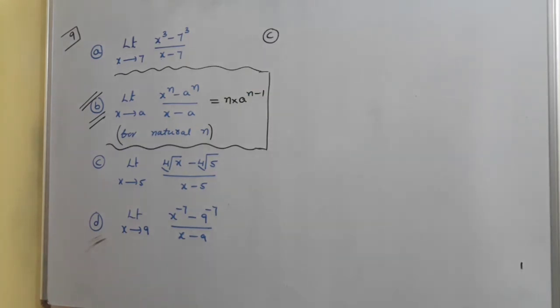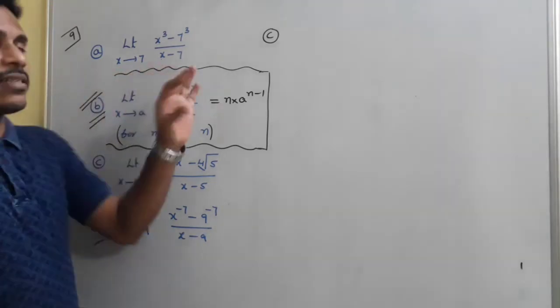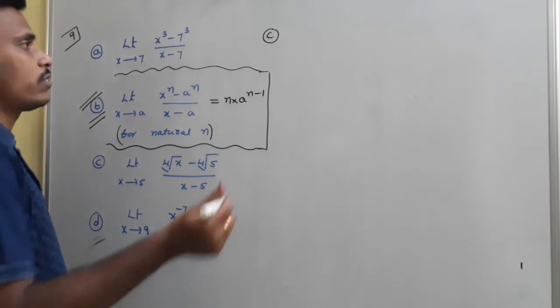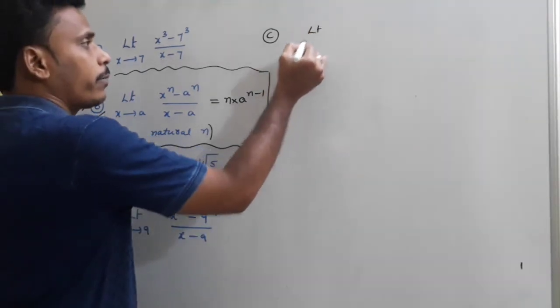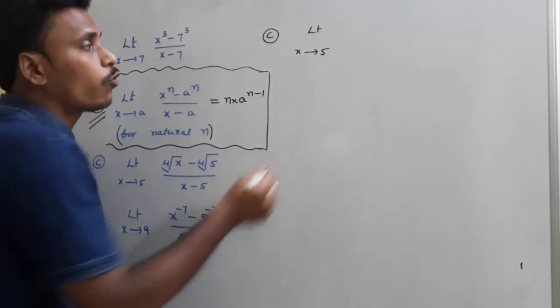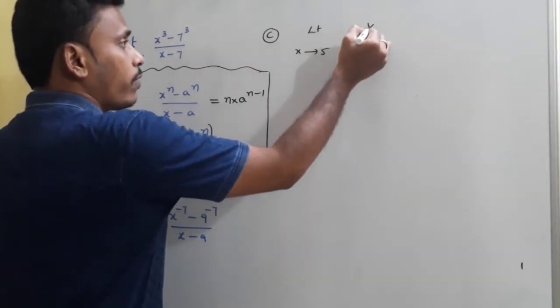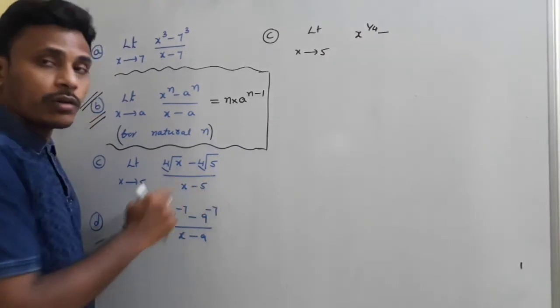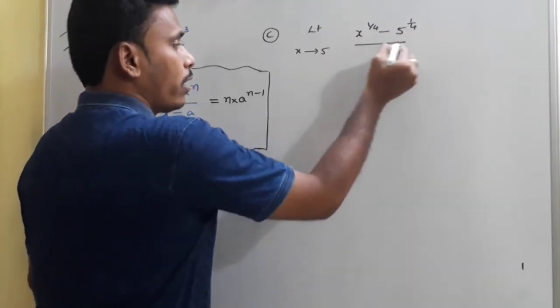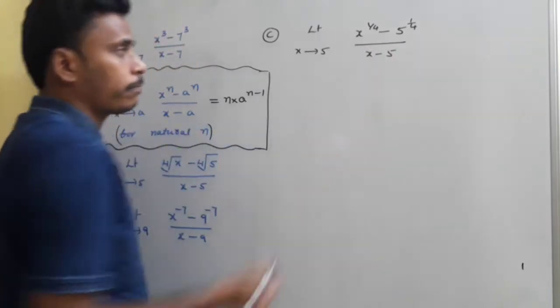Now we have a formula, as a standard limit. Now we need to solve the c bit. When you think about that c bit, it is given like this: limit x tends to 5, fourth root of x minus fourth root of 5, divided by x minus 5. Fourth root of x can be written as x power 1 by 4, and fourth root of 5 can be written as 5 power 1 by 4.